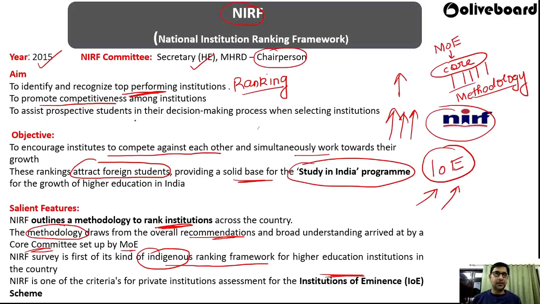This NIRF has been launched in the year 2015, and this is the NIRF committee, which has been headed by the Secretary of Higher Education, who will be acting as the chairperson of this committee. Here, the main aim of this NIRF ranking is to identify the top performing institutions in order and also make them compete among themselves, and based on this competitiveness they can bring better outcomes in their own processes. To compete against each other, simultaneously work together, and they help in the growth.